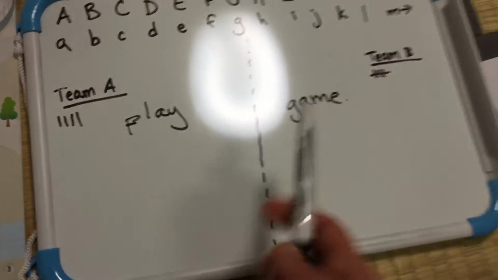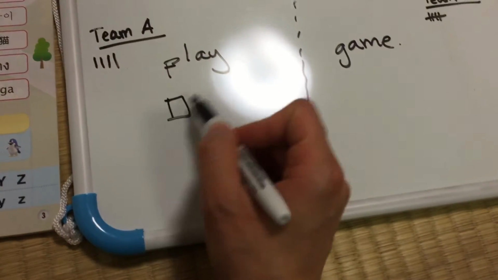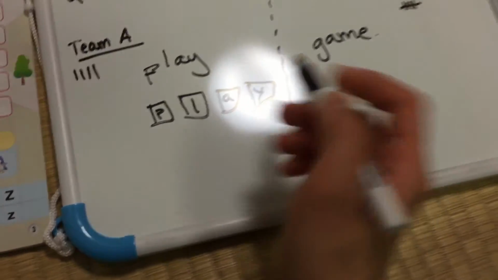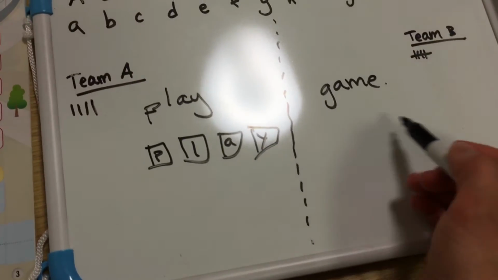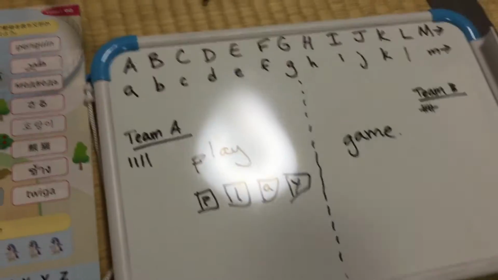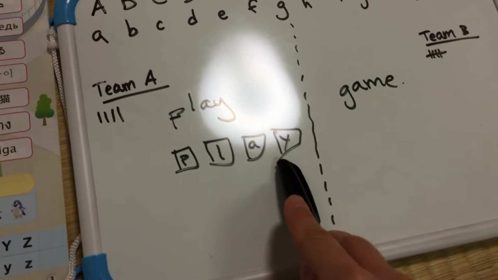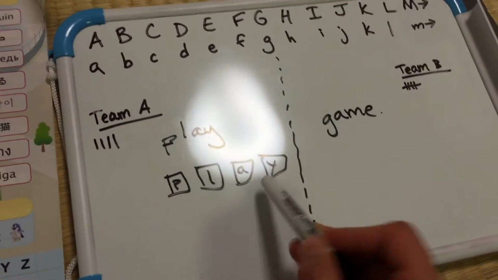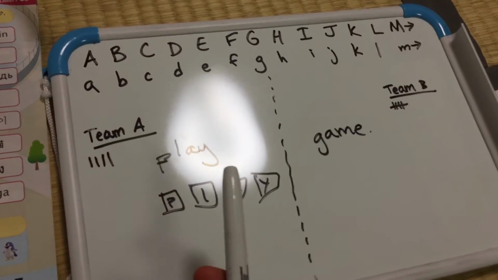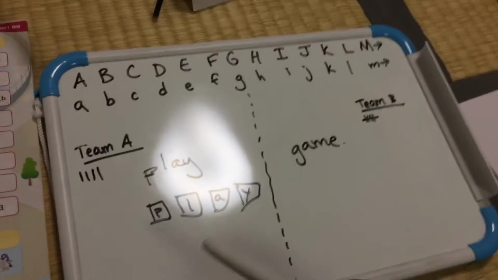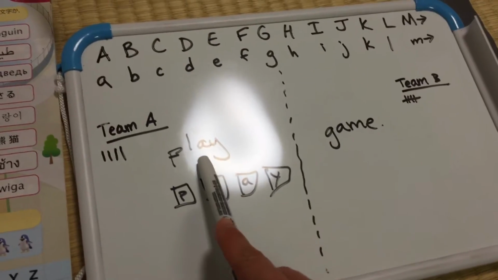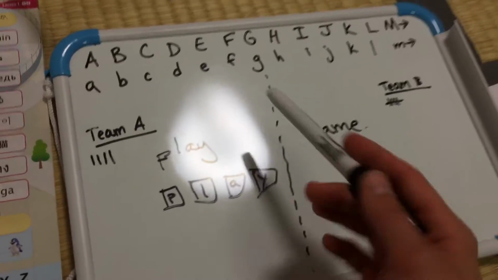Anyway, so once all the letters are up, it would probably look something like this. P-L-A-Y. And then over here it would be G-A-M-E. And I would stop the music and then I would ask, say Team A was the first to finish putting up the magnets, the lowercase letters. I'd go, okay, Team A, what's this? And then they would say play, or I would help them out. And then I would say, okay, what's play in Japanese? And then they would say it, and I'd say, okay, repeat after me, everyone, play, play.